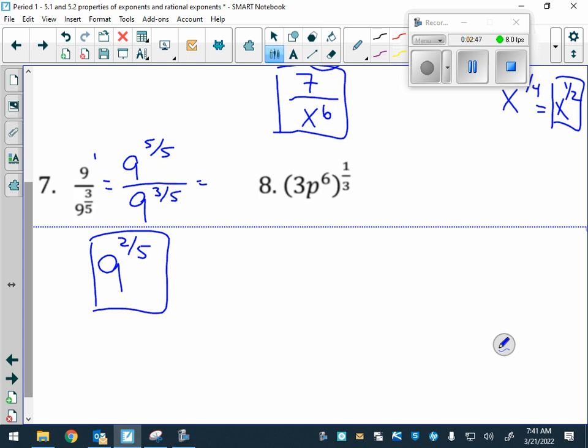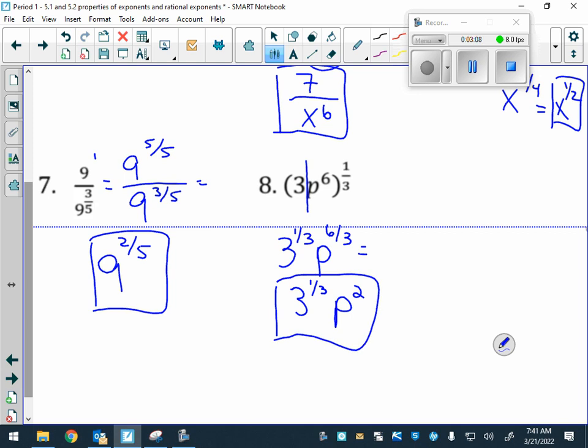Yeah, Stefan. Perfect. Good. So again, 2 separate. You're raising them both to the 1/3. So 3 to the 1/3, 6/3, 3 to the 1/3, p squared. Excellent. Good. Okay, that was just a recap of our exponent properties as well as our rational exponent properties.